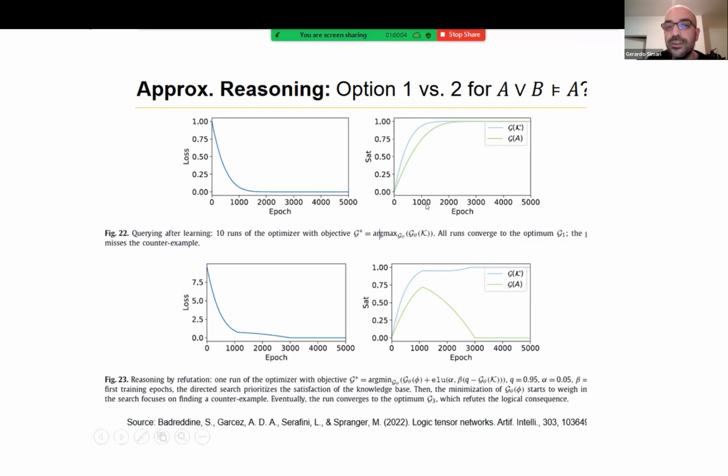And on the top, we have several runs where you see that things converge in such a way that they miss the counterexample. But when you do refutation, you see that the counterexample holds. So I don't have time to go through the details of this, but this is a quite direct illustration of how option one might fail.